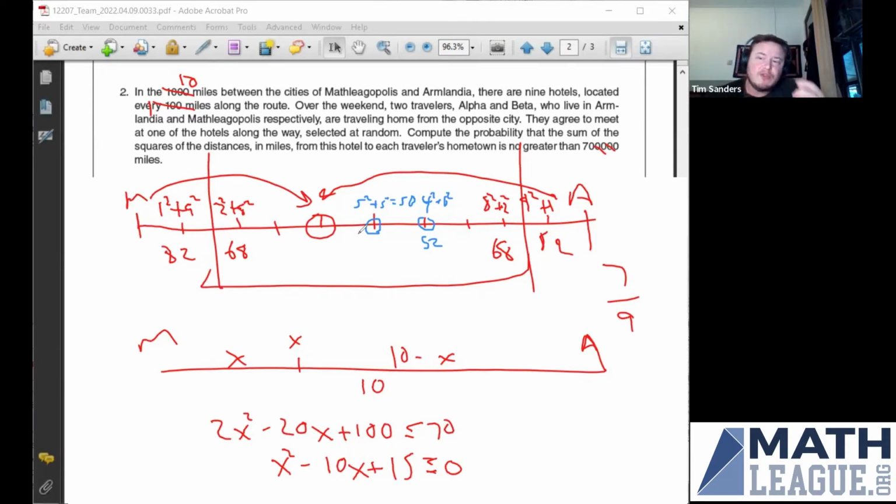And so this would have been a way that we could have done the problem if it had been a continuous problem, right? So if rather than meeting at one of the hotels along the way, we chose to meet anywhere at random within this 10-mile stretch, then we actually know what those boundary points are once we solve this quadratic down here, and we could just calculate the distance between those 2 points relative to the overall distance of 10, and we get an answer for that updated version of the problem. Cool. All right, let's move on to the next one.